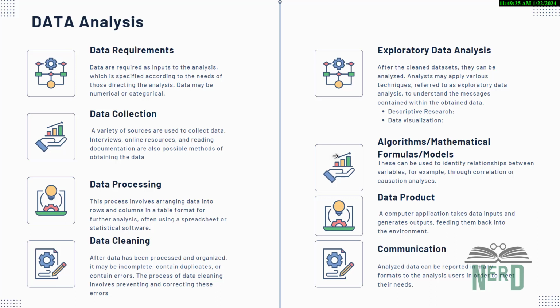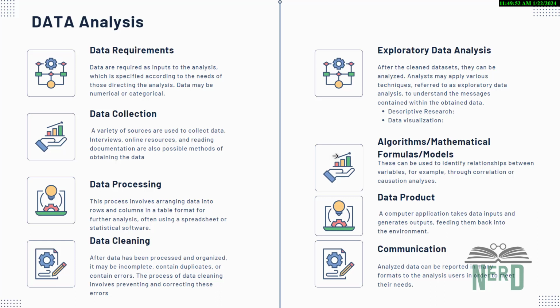This could be numbers, like how many hours you spend on your favorite song, or categories, like your favorite types of movies, right? Then we have data collection. Now what happens, you go out and gather your data. It's like a treasure hunt. You might do surveys, search the internet, or read books and articles. It's all about collecting those valuable pieces of information.